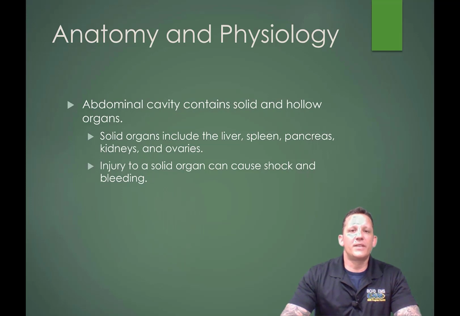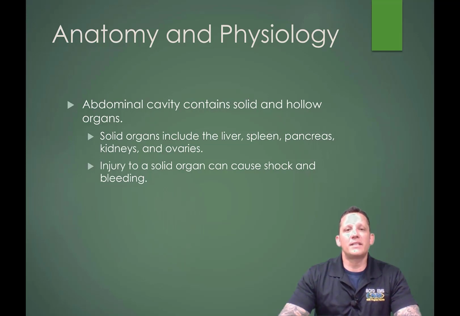So as we discussed before, the abdominal cavity contains solid and hollow organs. The solid organs include the liver, the spleen, the pancreas, the kidneys, and the ovaries. Injury to a solid organ can cause shock and bleeding. Solid organs in general have large vasculature.